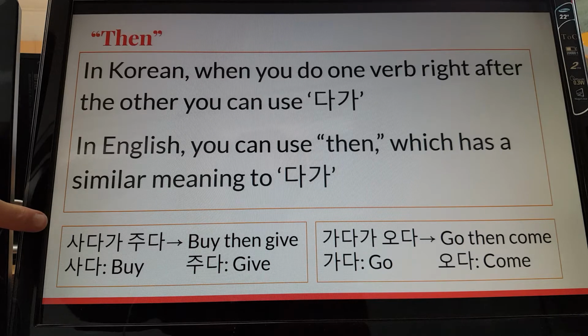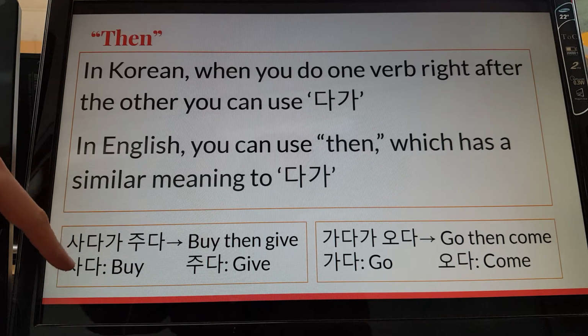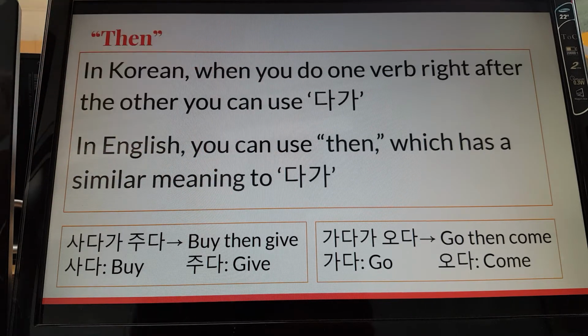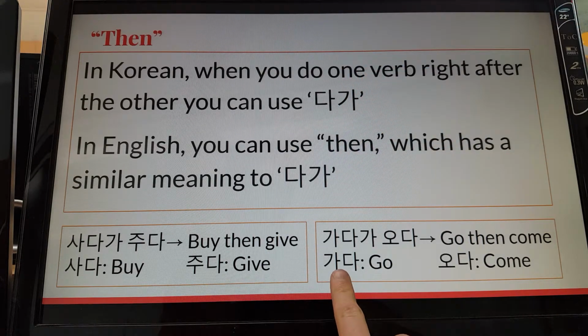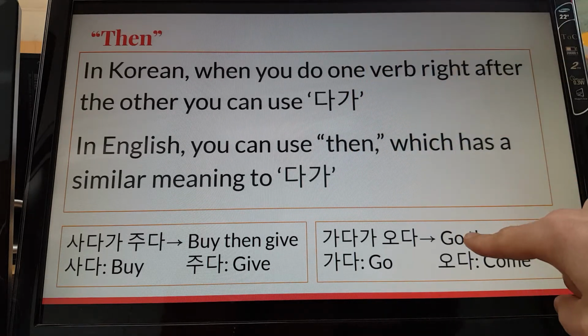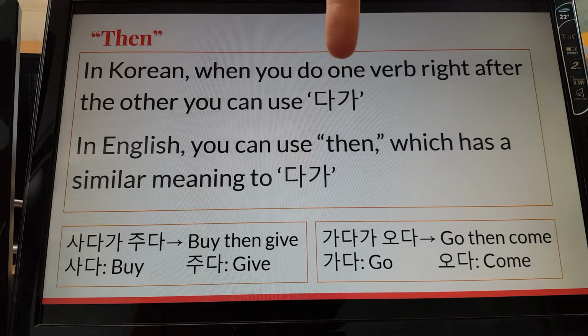If I say this, sada, buy, juda, give. So in English, buy, then give. If I say this in Korean with the verb gada, go, and oda, come, and you use daka, it is go, then come. Right? So, then is just this in English. Pretty simple. All right, let's practice.